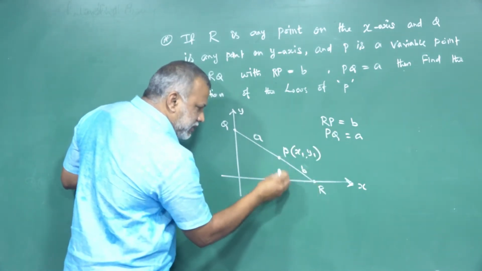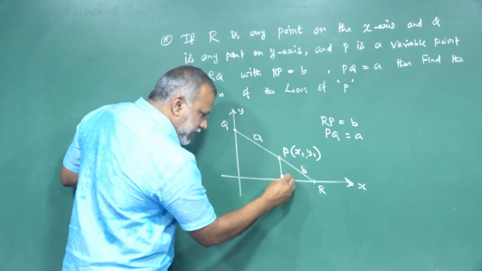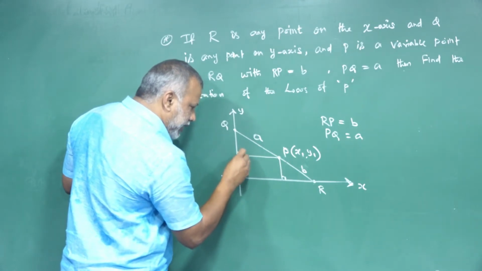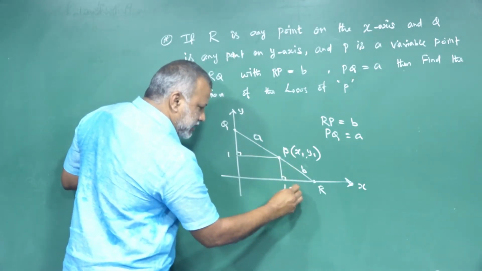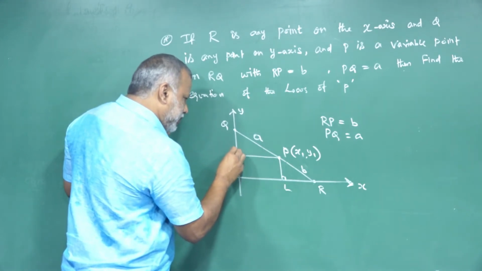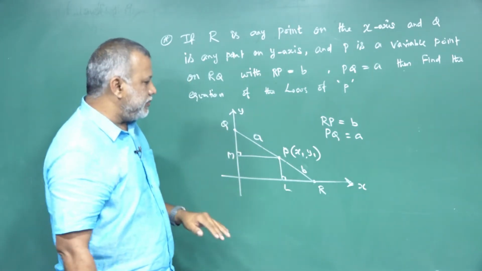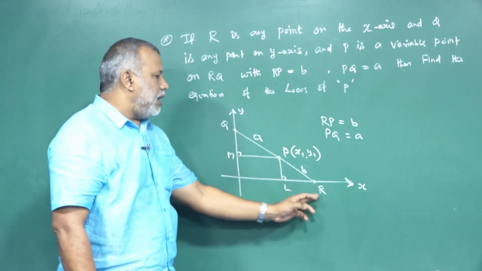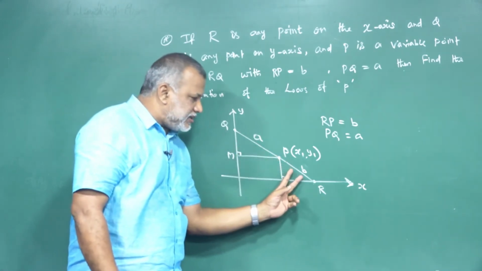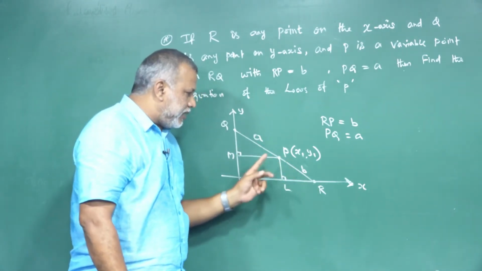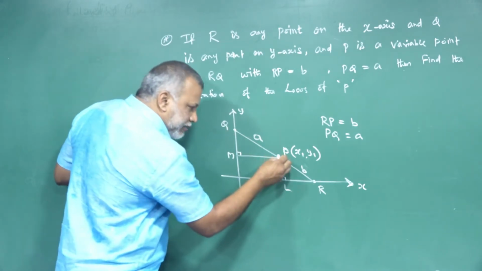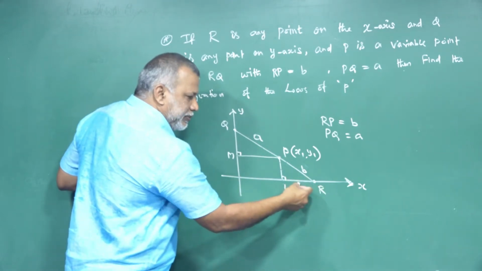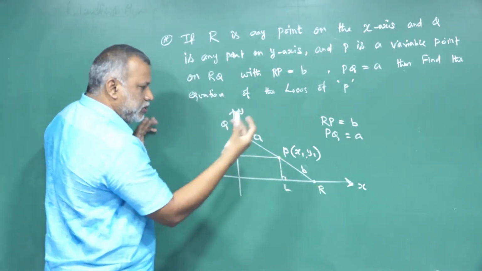Now from this point, I can draw a perpendicular line to the x-axis and also a perpendicular line to the y-axis. I can select this point as L and this point as M. See this diagram. So P(x1, y1) is any point on the line RQ. Then RP equals b and PQ equals a. So I am drawing perpendicular lines PL and PM. PL is perpendicular to the x-axis, PM is perpendicular to the y-axis.